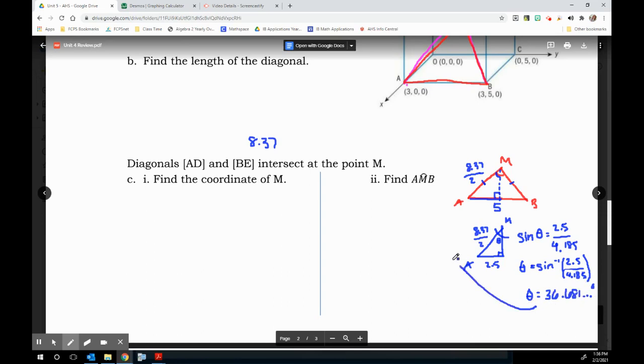I'm going to take that, just so I have a little more space, and double it in order to find the entire angle M. So 36.681 times 2 gets me my almost final answer, 73.3637. I only say almost final because rounding to 3 sig figs, I get 73.4 degrees for that angle AMB.